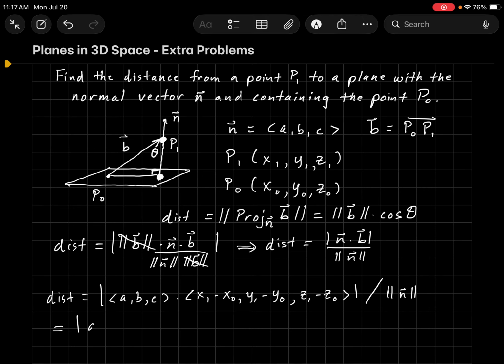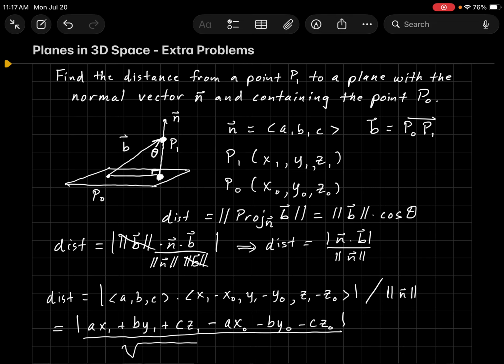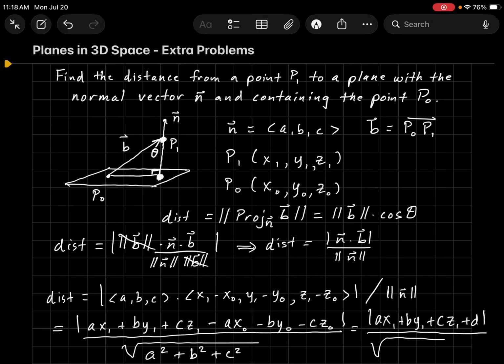which gives us ax1 plus by1 plus cz1, and then minus ax0 minus by0 minus cz0, all over the magnitude of n, which is a squared plus b squared plus c squared, all square rooted. And you'll usually see this written as ax1 plus by1 plus cz1 plus d, all over the square root of a squared plus b squared plus c squared, where d, of course, is this part back here.